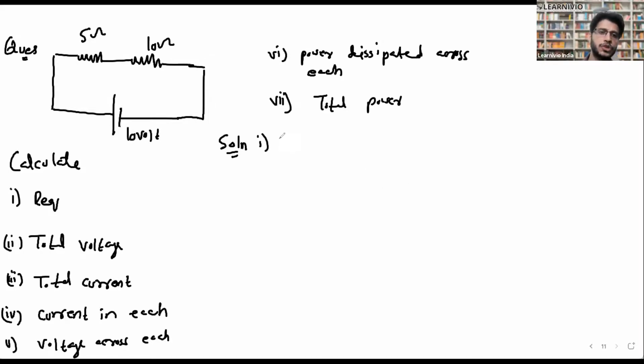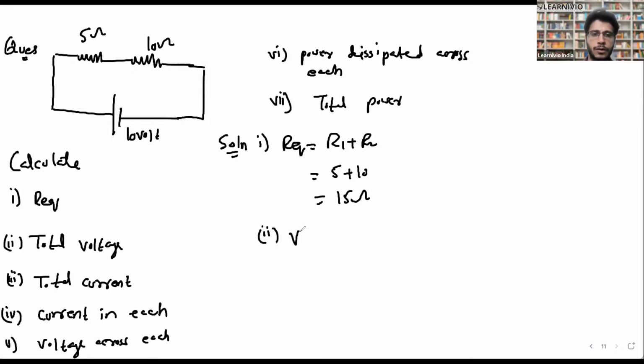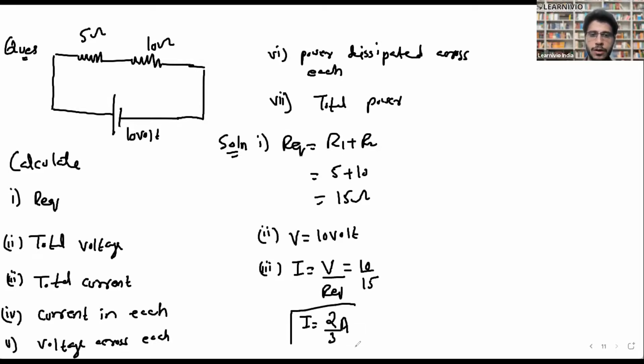So the first part, you're supposed to calculate R equivalent. R equivalent is simply R1 plus R2. So R1 is 5, R2 is 10, R1 plus R2 is 15. Total voltage is 10 volt. Total current I is total voltage by total resistance. Total voltage is 10, resistance is 15. So your current is 2 by 3 ampere.